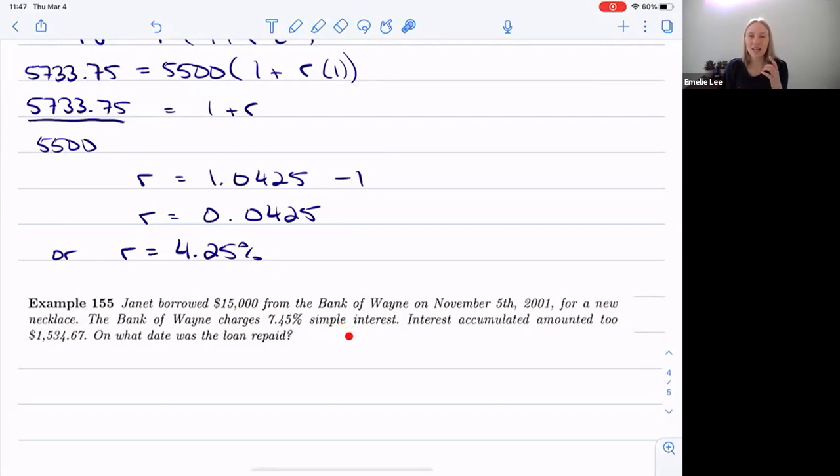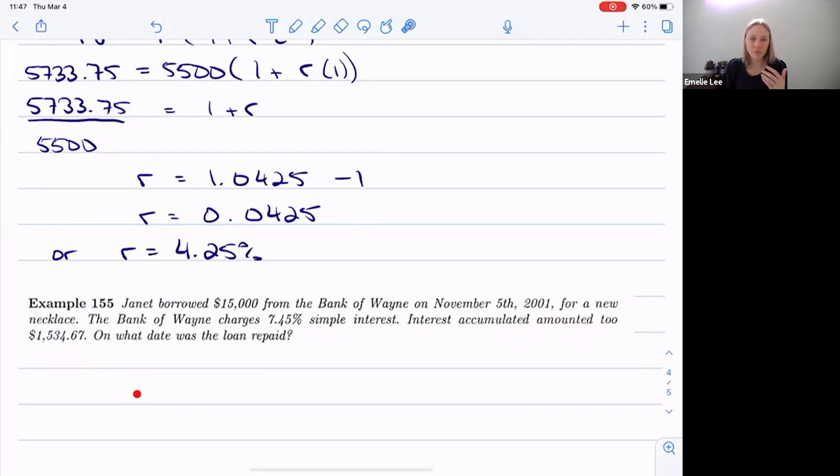Okay, so again, just highlighting for the future, when we have to decide if we have a simple interest problem, well, simple interest, it's right here, smack in the face. This is a simple interest problem. That's all we're dealing with so far, but something to look out for. So interest accumulated amounted to $1,534.67. And then, on what date was the loan repaid? Because there's a lot of components here.